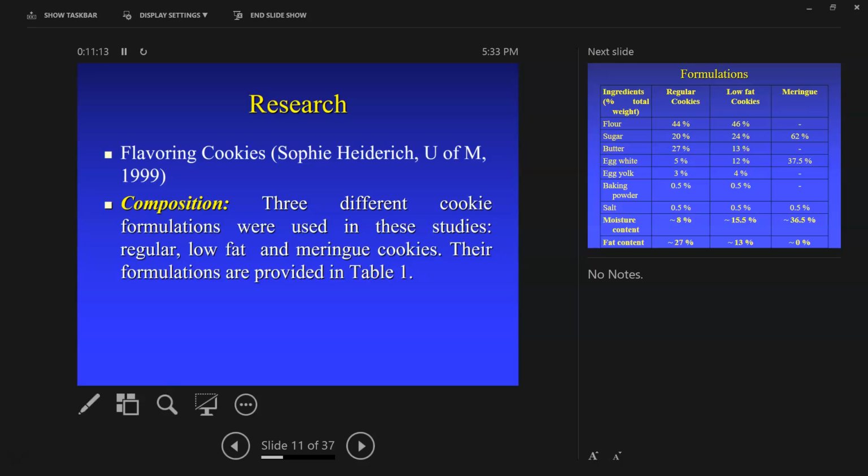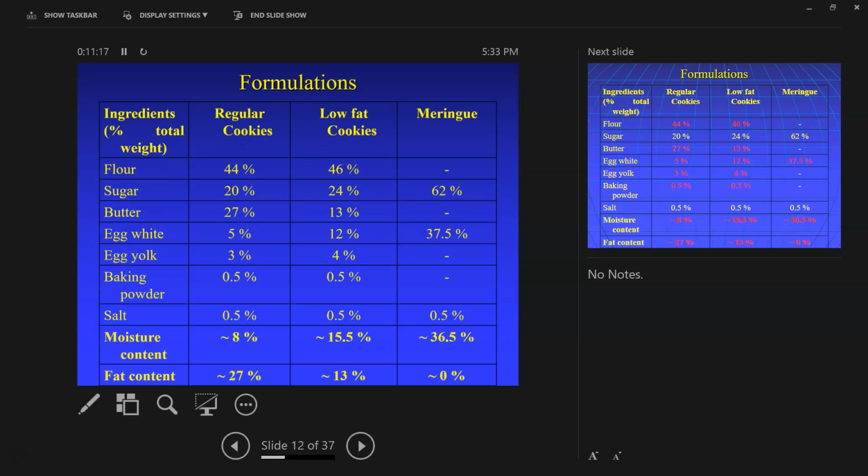She did 3 different cookie formulations: regular, low-fat, and meringue cookies. And this is the formulation that she had for each of her cookies. So flour, sugar, butter, egg white, of course, in the meringue. That has to be very, very high. Egg yolk, of course, not over there, but some here for emulsification. And of course, meringue cookies are air leavened instead of baking powder.